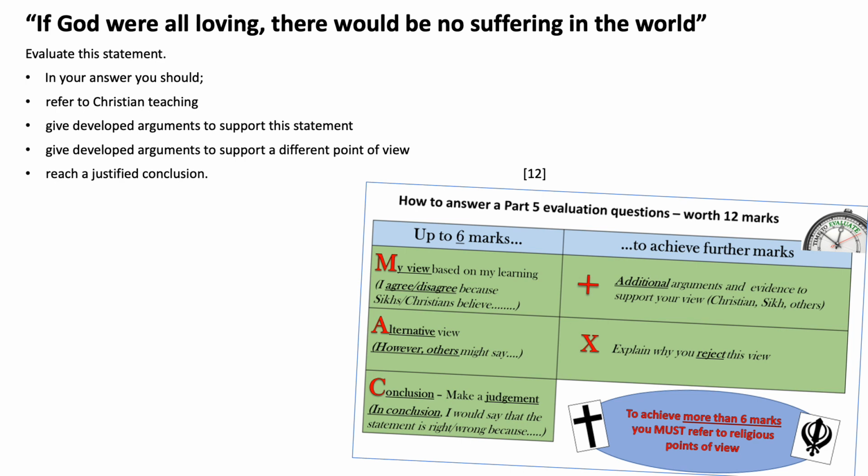And then finally, the last thing it asks you to do is to reach a justified conclusion. Can you make that judgment? Not just say, I think that statement is right and wrong, but can you actually reach a justified one where you're balancing out which evidence is the strongest. Hopefully, if you follow this guidance, that should help you achieve as close to that 12 marks as possible and give you a really good chance of getting a higher grade in the GCSE.